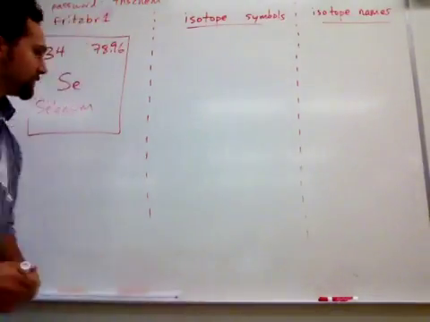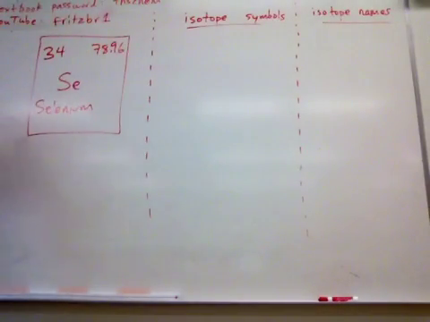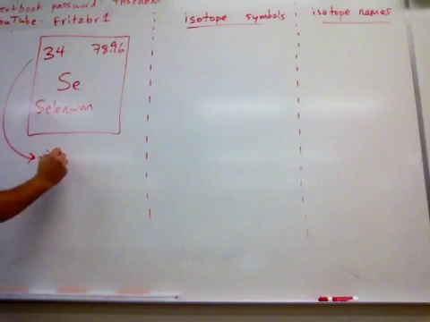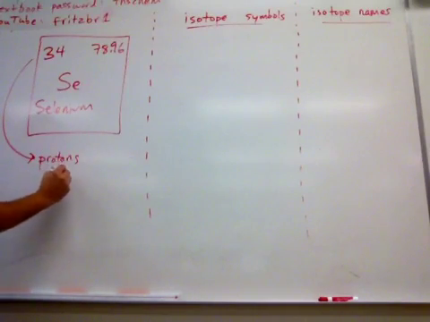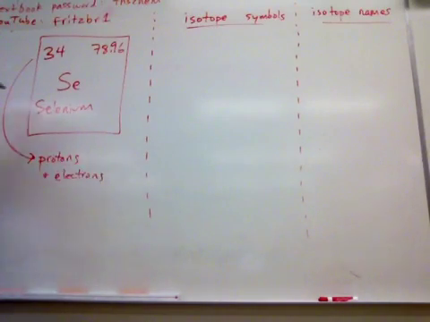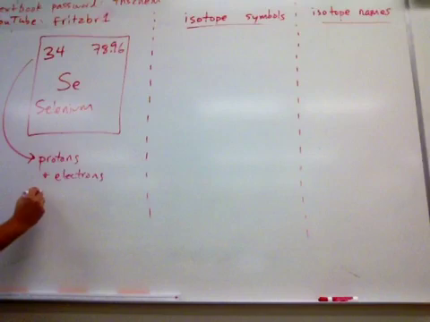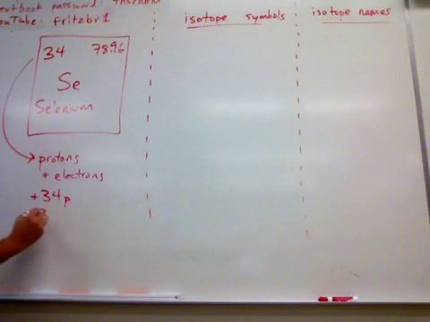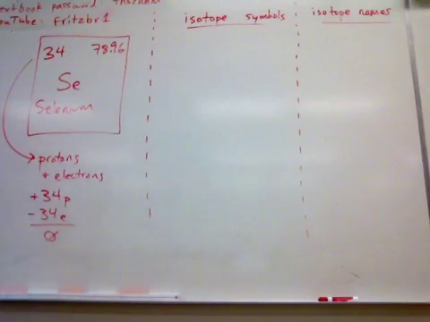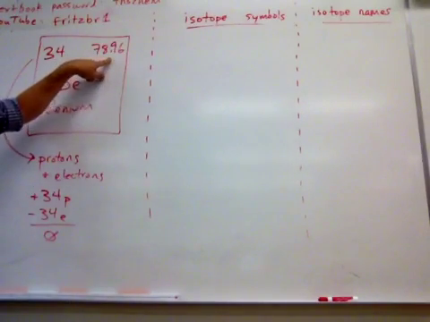Remember that, let's take selenium for example here. This 34 here is the atomic number. That tells us the number of protons and electrons, right? So I know that selenium's got 34 protons, it's also got 34 electrons. It means it has a total charge of 0 because 34 protons minus 34 electrons equals a 0 charge, right? So this number over here is the average atomic mass. Okay, that's an average number.